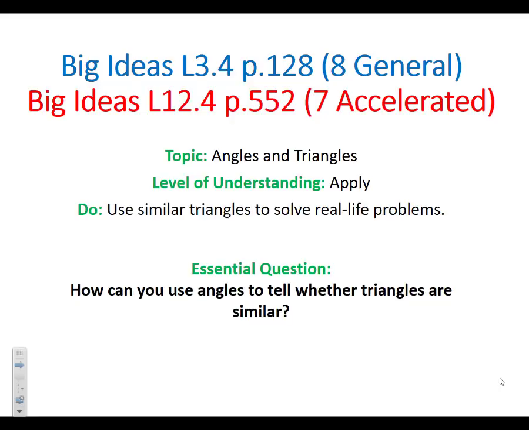It's our last lesson of Unit 3 and Unit 12, respectively. Lesson 3.4, page 128 for my 8 general students, and Lesson 12.4, page 552 for the 7th Accelerated, where we are going to continue to apply what we learned and use similar triangles to solve real-life problems. Our essential question: how can you use angles to tell whether triangles are similar?